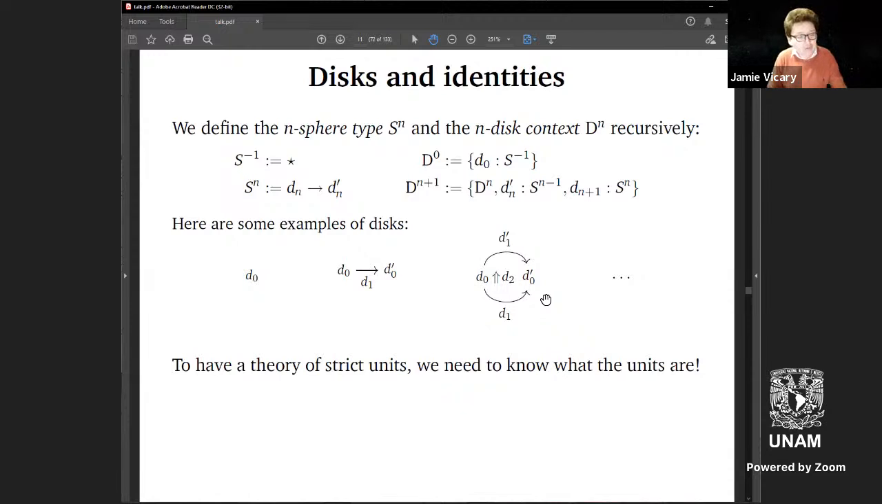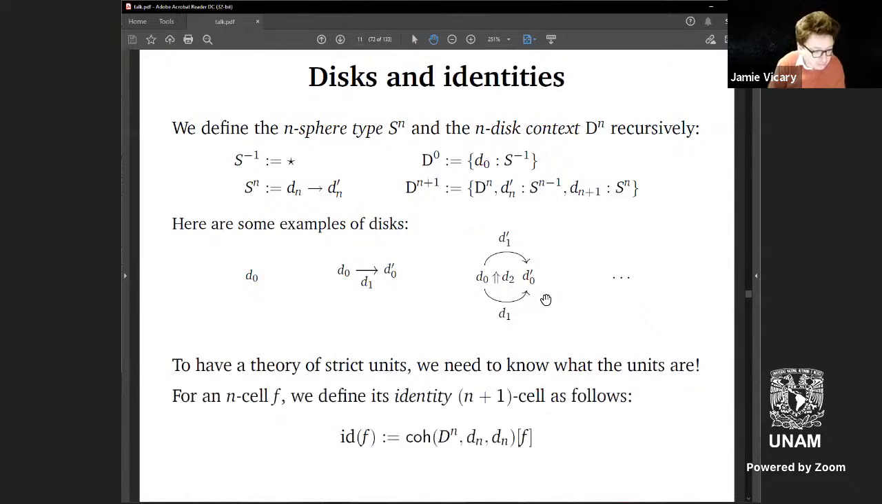Now, if we want to have a theory of strictly unital infinity categories, we obviously need to know what the units are. So what are the identities? It's very easy to define identities in this setup. We use this coherence law. For an n cell F, we define its identity as an n+1 cell as follows. Id F is defined to be a coherence over the n disk. So for example, over the 1 disk, let's take this example. For the source of the coherence, we take dn, d1 in this example. For the target, we also take dn, d1 in this example.